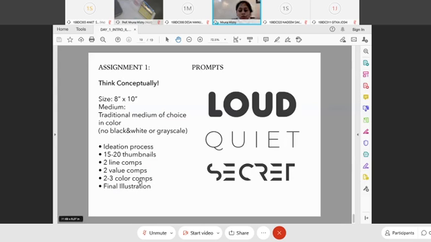And from the color concepts, you have all your pieces in place. So when you put your final illustration down to work, you already know what you're going to do. Your thinking is all done, and then you just have to sit and render. The prompts we have now are loud, quiet, and secret.